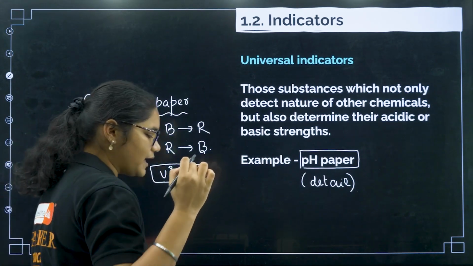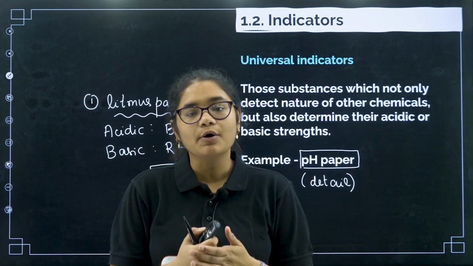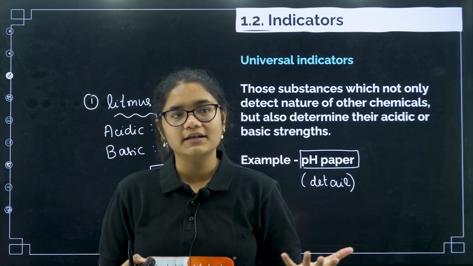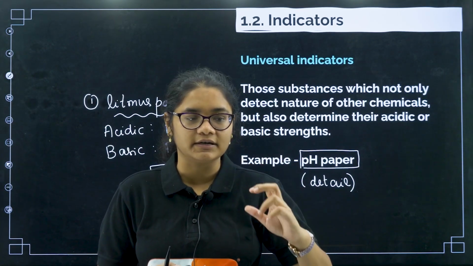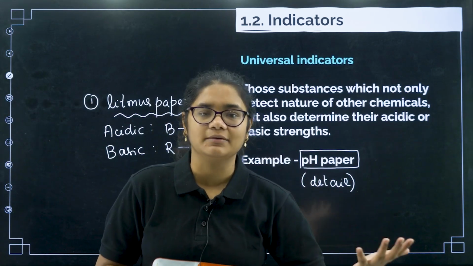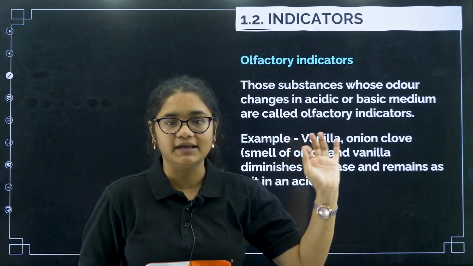Now how can we identify, suppose for example a blind person is there? How can they identify? They cannot see. So for that, there are certain indicators whose smell changes in the presence of acid and basic medium. Those types of indicators are called olfactory indicators.